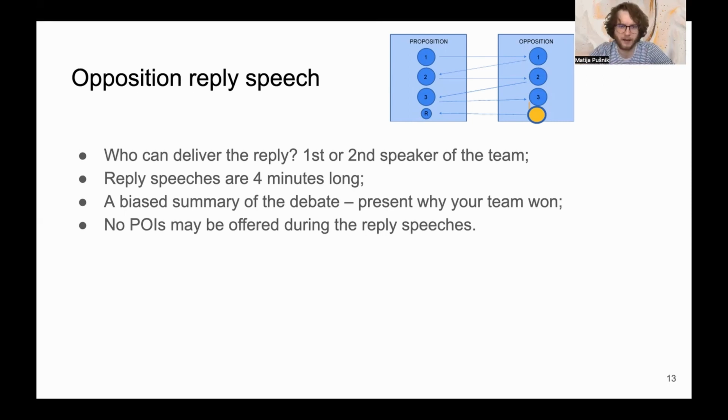So what is a reply? A reply is sort of a summary of the debate, a sort of way to sum up what happened, but obviously in a way where you explain why your team should be winning that. Basically, it's an analysis of the debate that happened. It's sort of a meta debate. And as we said before, points of information cannot be offered during the reply speeches.